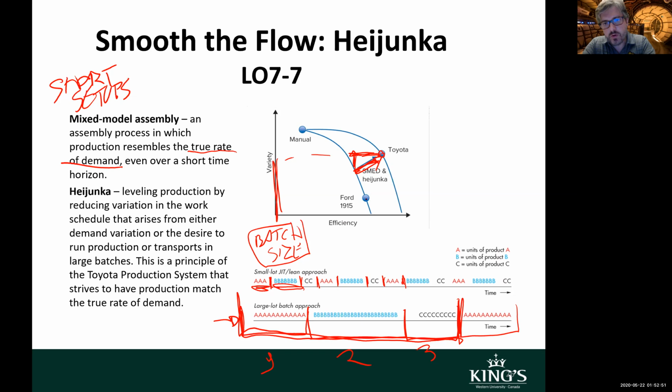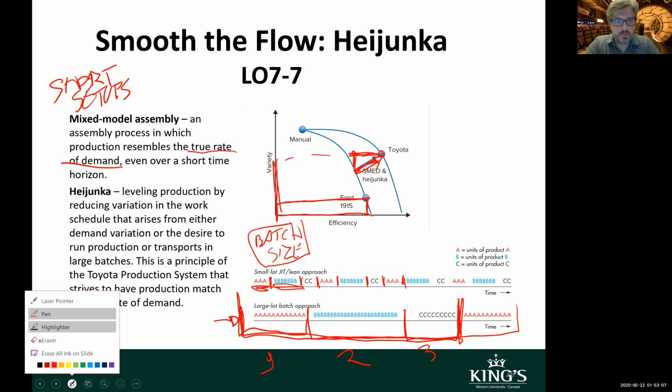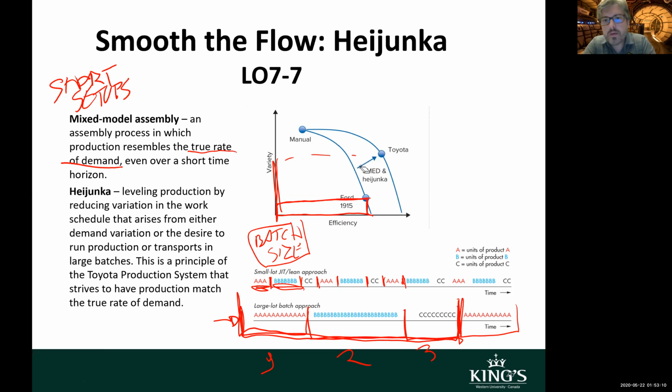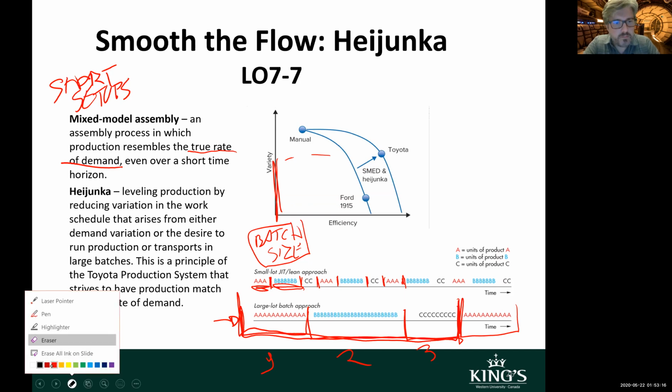So here's where Ford was, very efficient, but only black Ford T cars, right? And then you move to where the Toyota production system is trying to achieve, which is, oh, sorry, let me erase this thing here. Apologize. Didn't look good. Sorry.